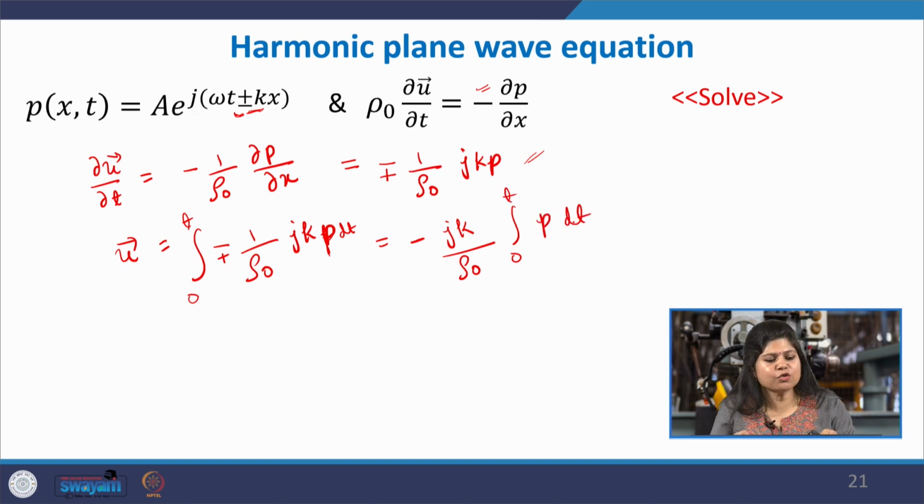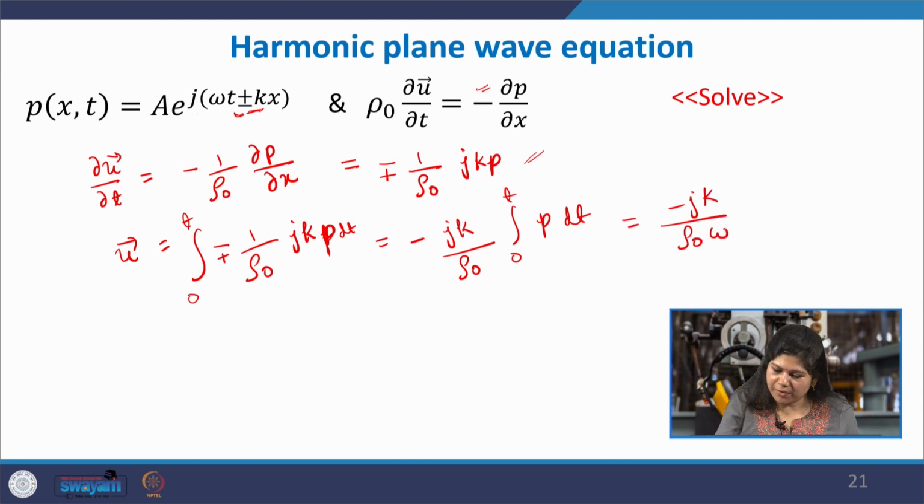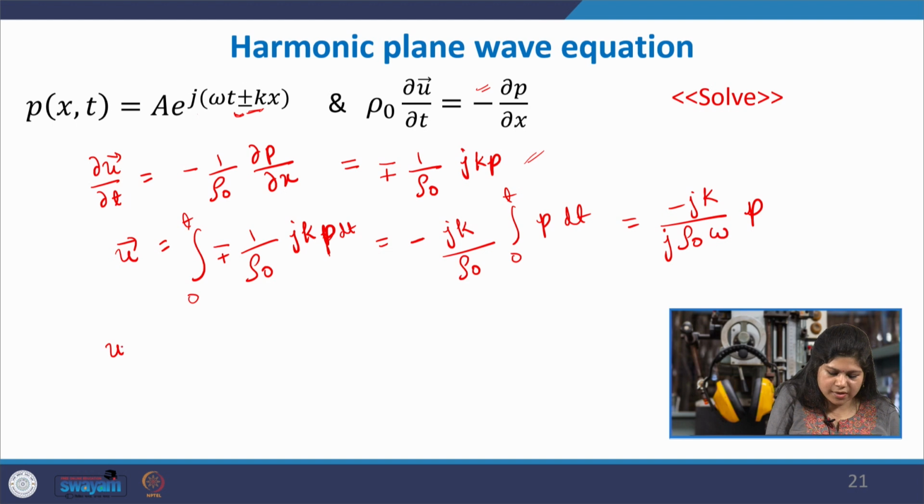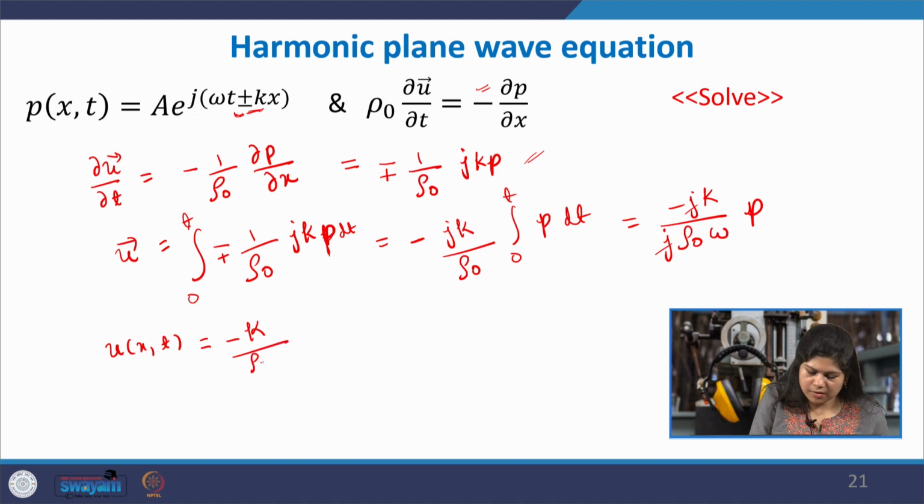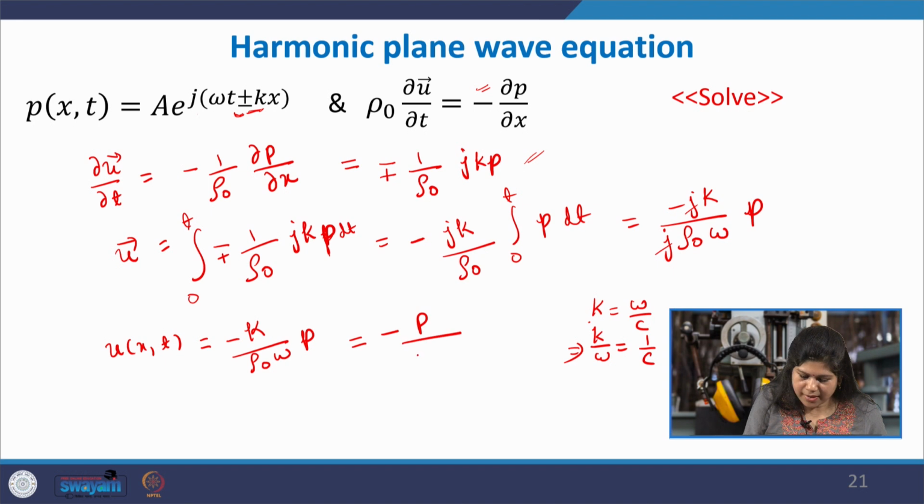If you integrate it, this omega comes down. So, what you get is minus jk by rho naught omega, sorry, rho naught j omega into p. So, let us see what this function looks like. This j and j cancel out. So, you have k by rho naught, k by omega, and k is equal to omega by c. So, k by omega is what? 1 by c. So, this will be minus p by rho naught c, that is our solution.